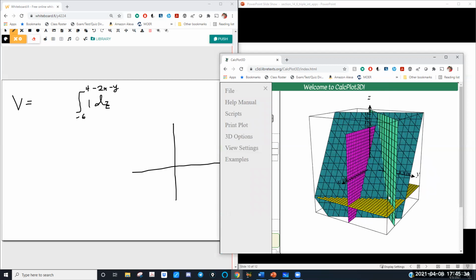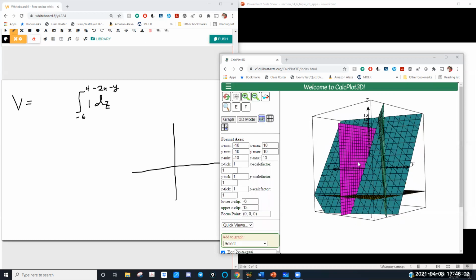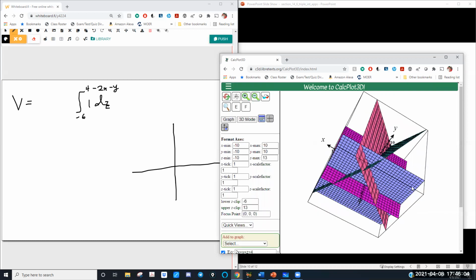And so, like I said, I'm able to identify the clear top and bottom to the region because of what I'm seeing here. And if I can do that, then that's what I'm going to start with. So we go from z equals -6, which is the yellow plane, to z equals 4 minus 2x minus y, which is this turquoise plane. Now, the next thing becomes making this a problem in the xy plane.